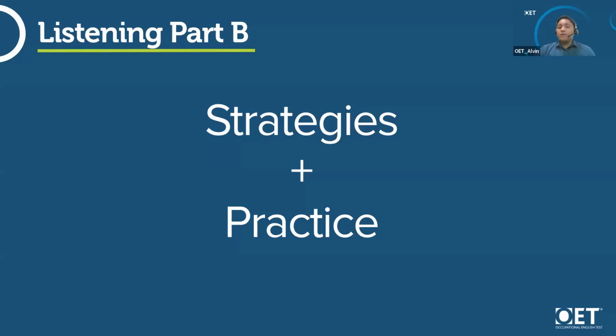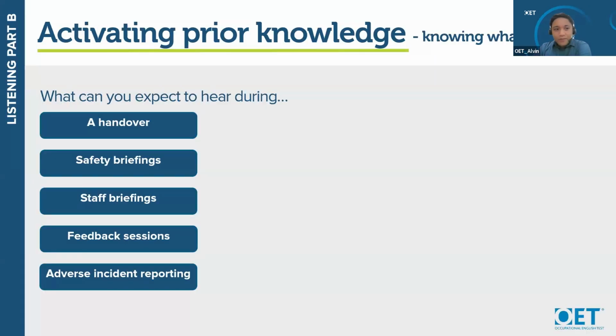And now let's proceed with some strategies and practice. All we need to do is to learn more about listening part B in the context of workplace communication. So the first subskill we're going to focus on today is what we call activating prior knowledge. So it's important that you know what to expect. It's kind of similar to anticipation, right? When you say prior knowledge, what do you know about it prior to listening to your colleague?